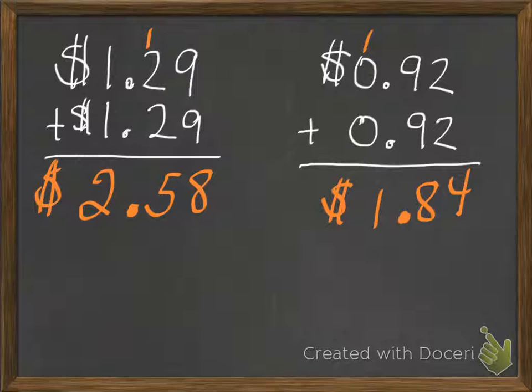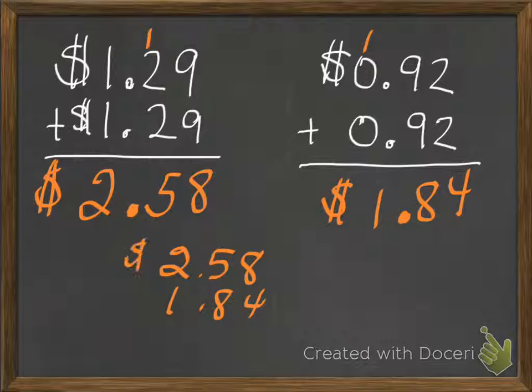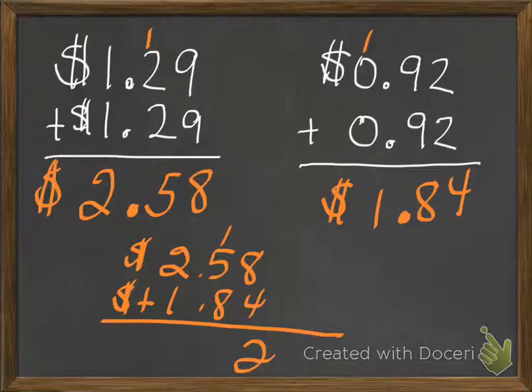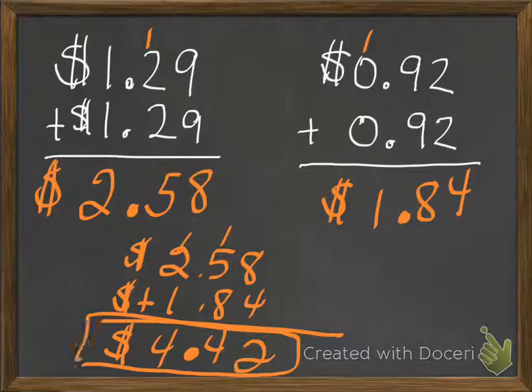Now I add these two together. So I've got $2.58 plus $1.84. Add those together. 8 plus 4 is 12. Carry the 1. 1 plus 5 is 6. And 6 plus 8 is 14. Carry the 1. Bring down my decimal point. 1 plus 2 is 3. And 3 plus 1 is 4. So my total price, or total cost, is $4.42.